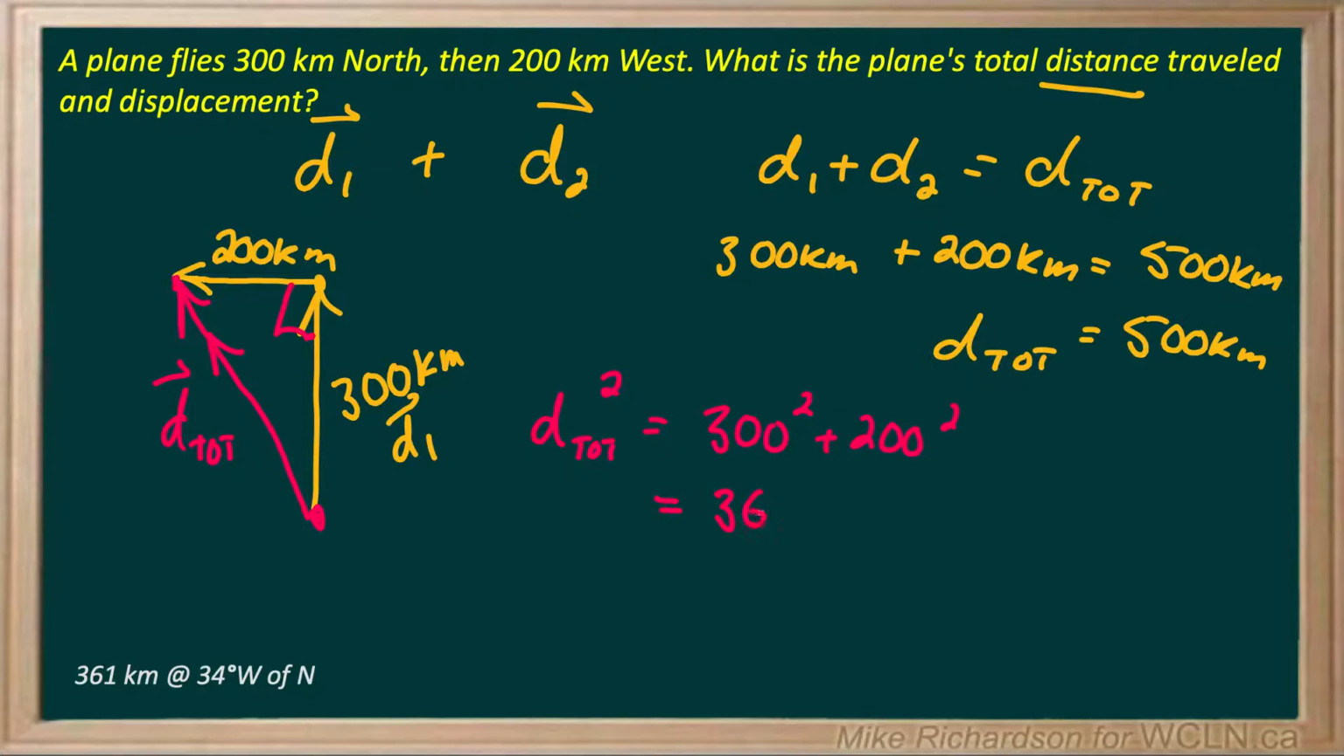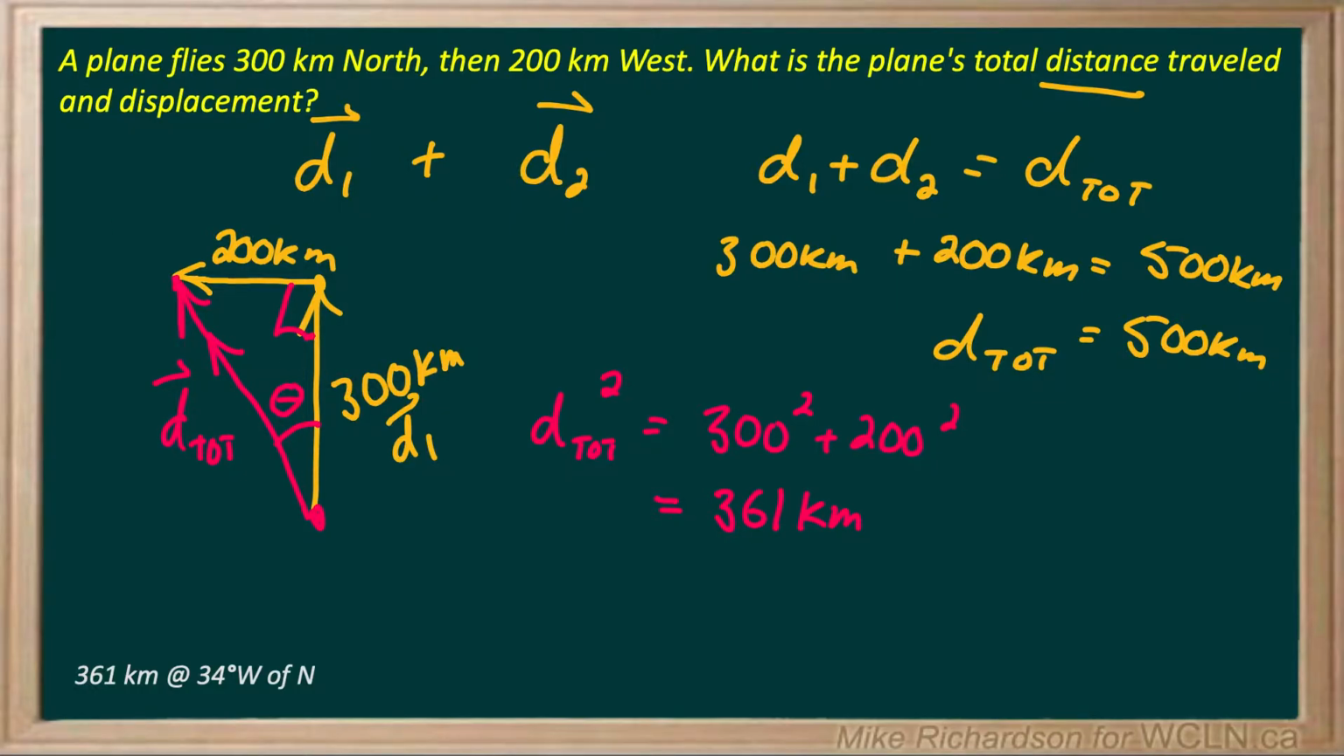I'll let you guys do the math on that. And I get 361 kilometers. That's the length of that d total. Now the direction. If I want to find this little angle right here, I'll label it theta. Use your original values because you may have messed up your calculation for 361. And you can see that 200 is opposite and 300 is adjacent.